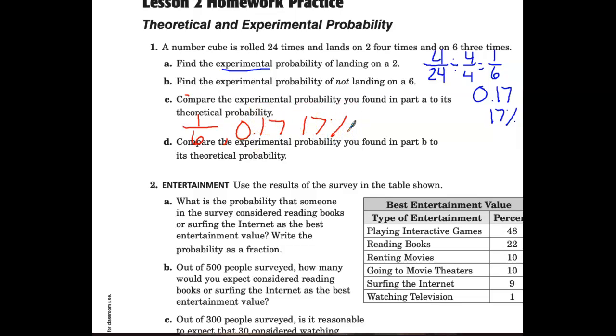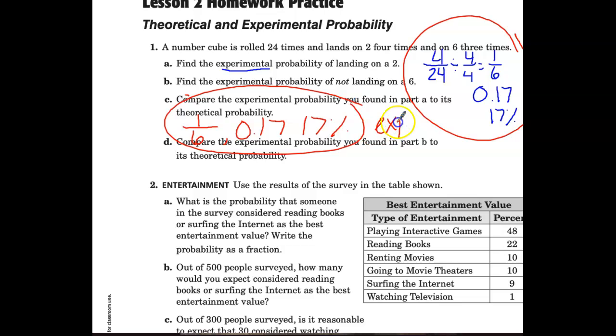But it didn't ask me to find the theoretical. It asked me to compare the experimental and the theoretical. So this was my experimental, and this was my theoretical. Would you say that experimental is greater than, less than, or equal to? Equal to. So you should have written a sentence that said experimental is equal to theoretical, or you could have had it the other way around. Same thing. Questions on that? When you compare something, you need a greater than, less than, or equal to sign.